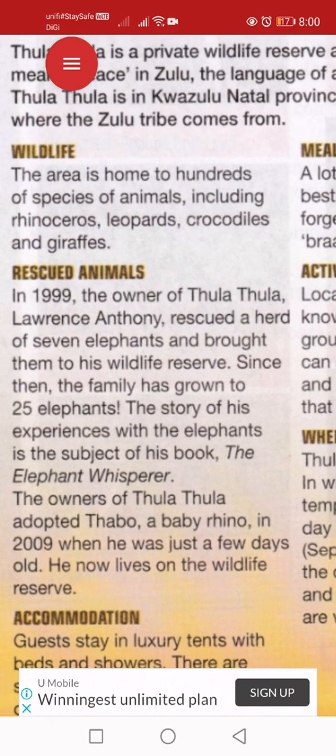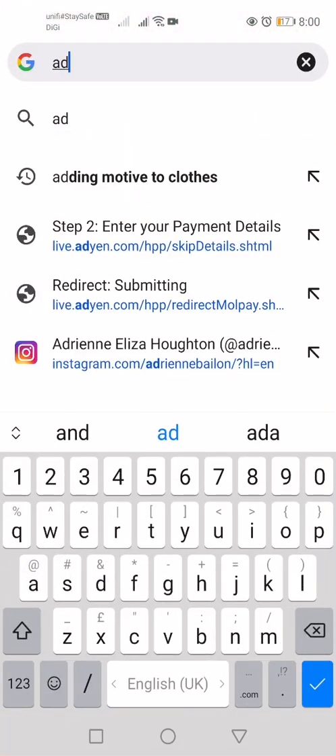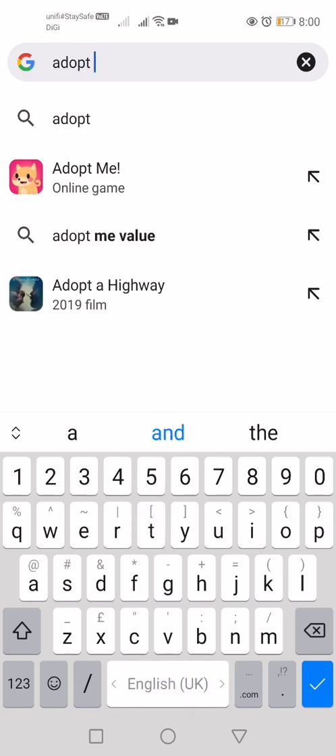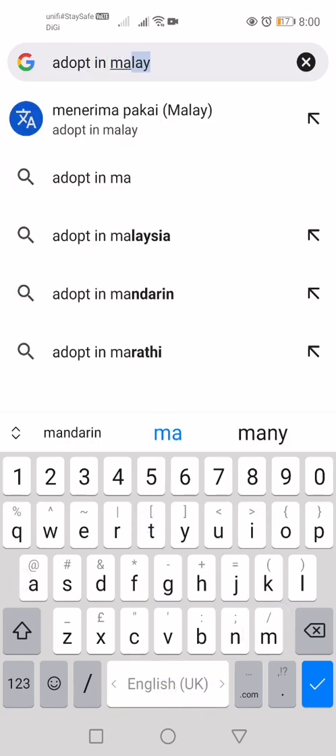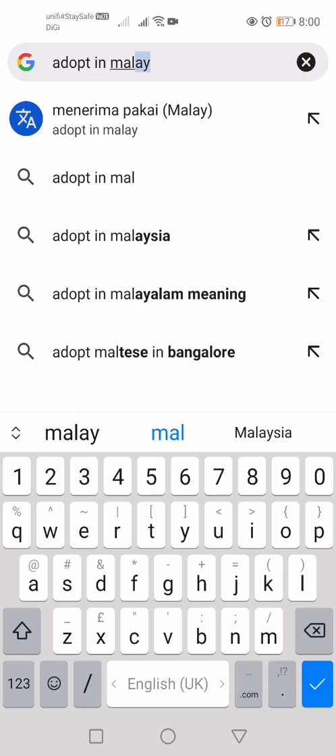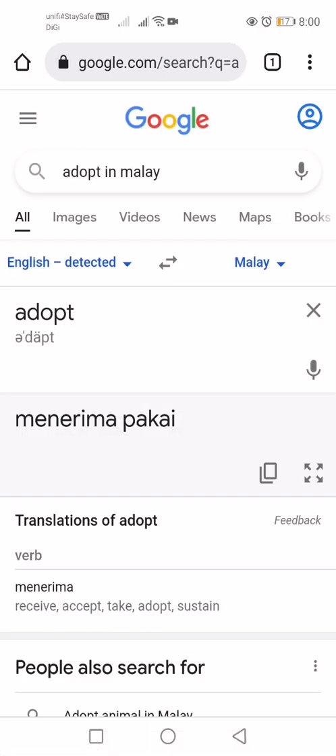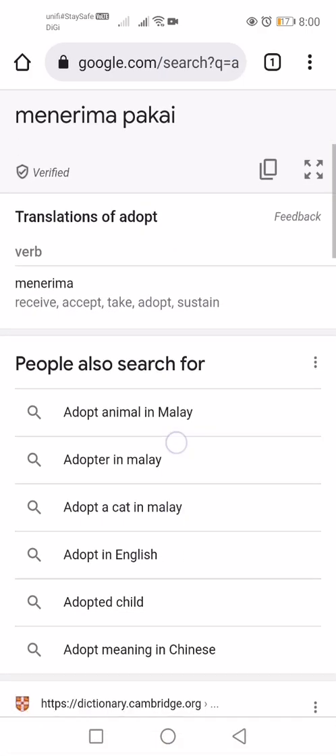So the owners of Tula-Tula adopted, mereka adopted. Okay, very good. Apa maksud adopt? Adopt maksudnya mengambil, bukan menerima pakai ya. Dia maksud lain di sini.